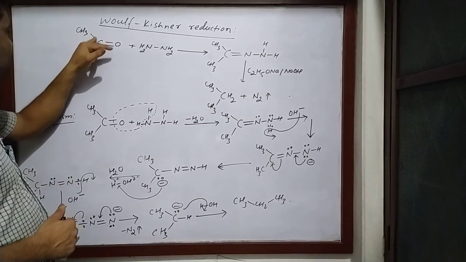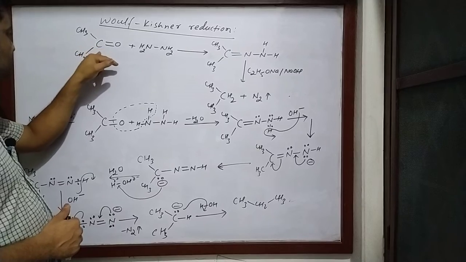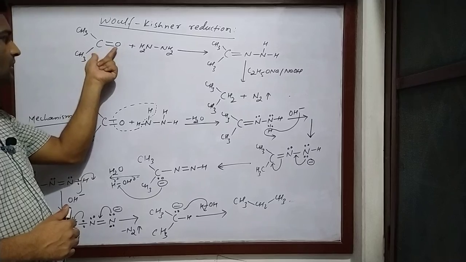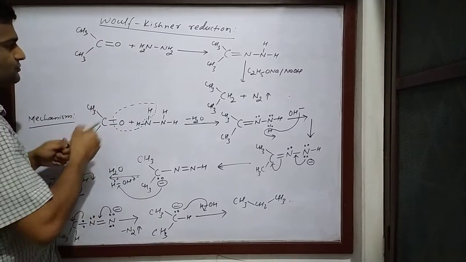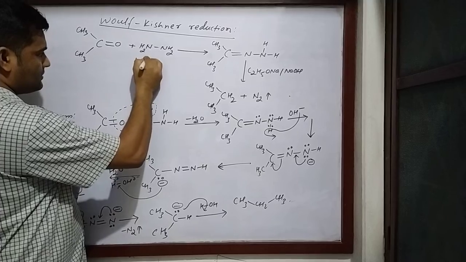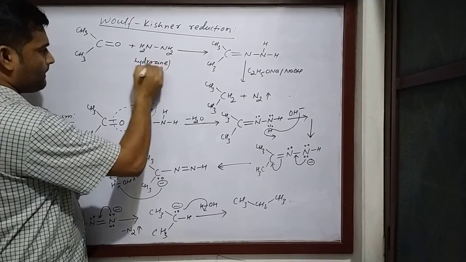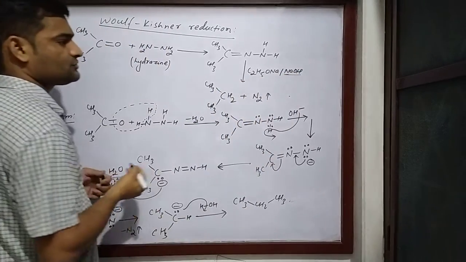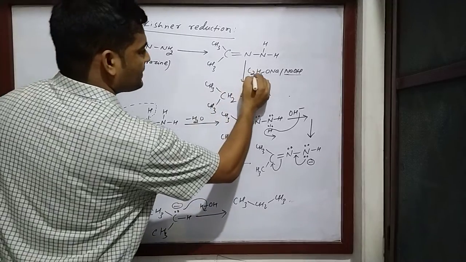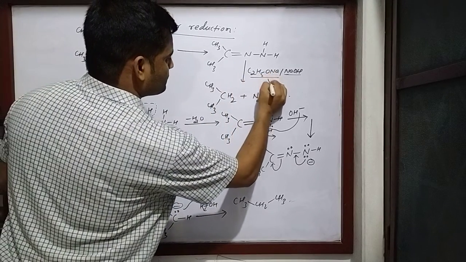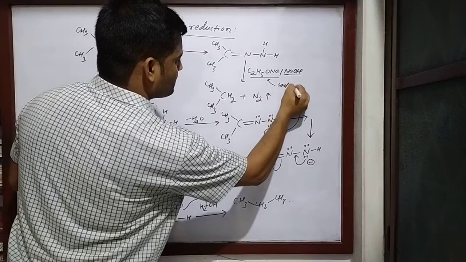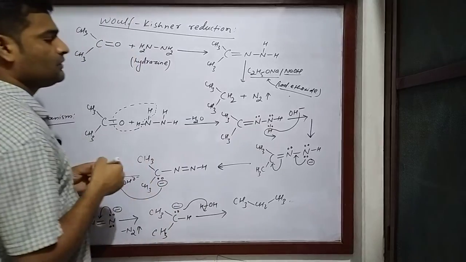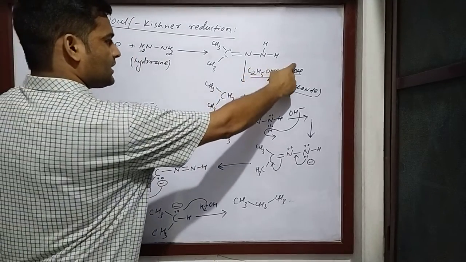When we take a ketone, CH3COCH3, this is acetone, and react this ketone or aldehyde with NH2NH2, this is hydrazine, in the presence of a strong base, NaOH or sodium ethoxide. Sodium ethoxide also acts as a strong base in organic reactions.